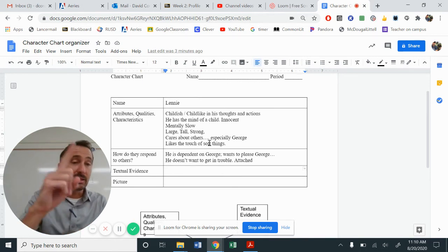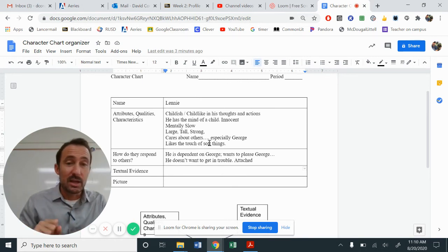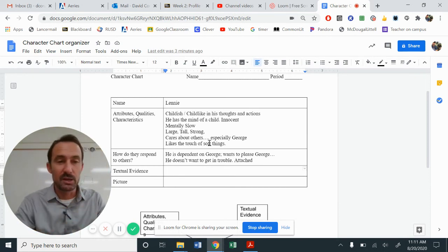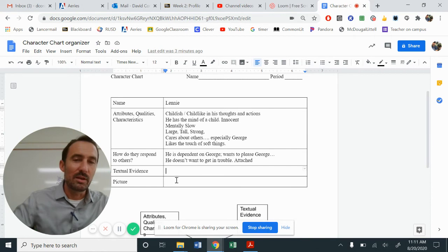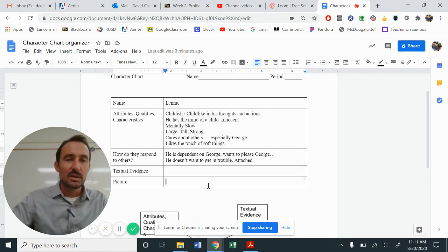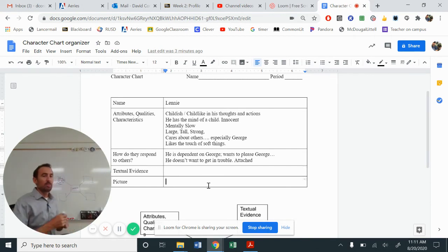Lenny says, "I like to tend the rabbits. I got beans with ketchup. I'm going to go live off in a cave." He was being like a child, that "I'm going to go run away and you're not going to have to deal with me anymore," trying to give him guilt, which was pretty funny. Go ahead and put down your textual evidence right there in that box. I'm going to mark up, I like beans with ketchup.